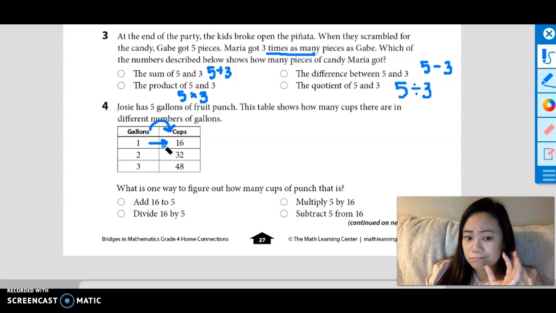So, Josie has 5 gallons, so that means 5 has to go here. So it's saying, how can you figure out what number goes here? Well, it can only be this because it's multiply 5 by 16 because that's the pattern here. I kind of gave you that answer.